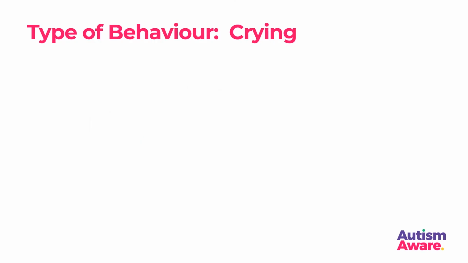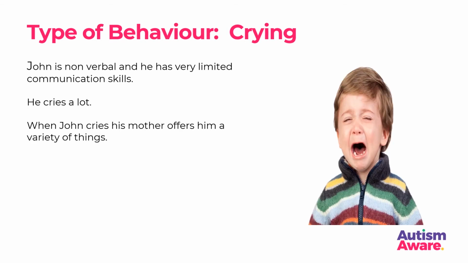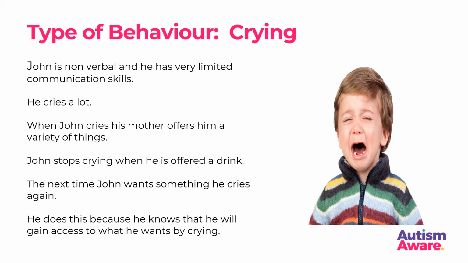Behaviour: crying. John is non-verbal and he has very limited communication skills. He cries a lot. When John cries, his mother offers him a variety of things. John stops crying when he is offered a drink. The next time John wants something, he cries again. He does this because he knows that he will gain access to what he wants by crying. The behaviour, crying, is maintained because John has learned that crying gets him what he wants. The crying will continue until John is taught to communicate his needs effectively.